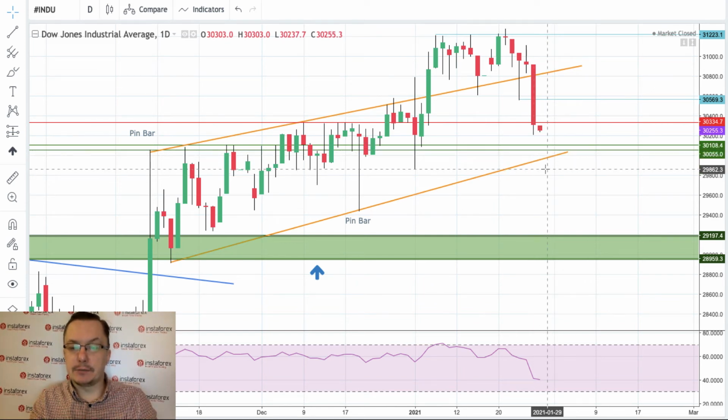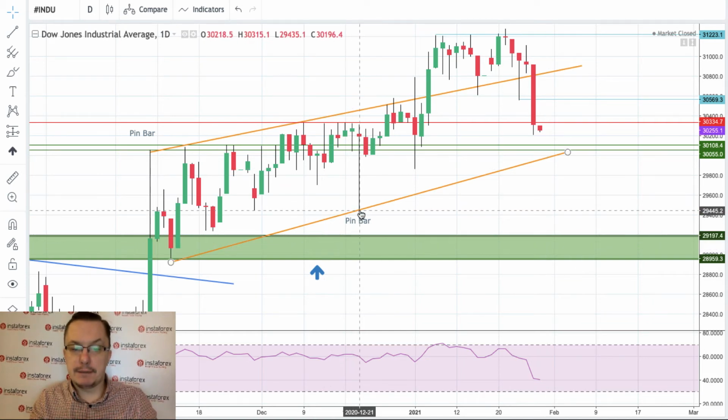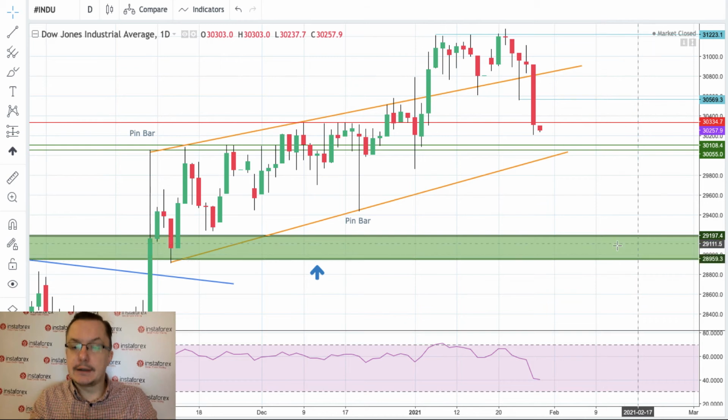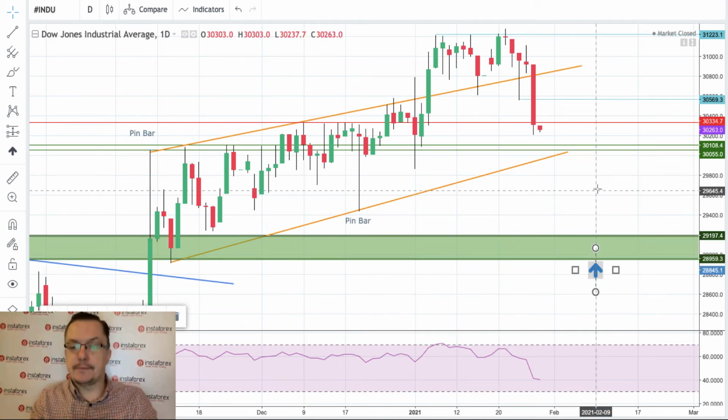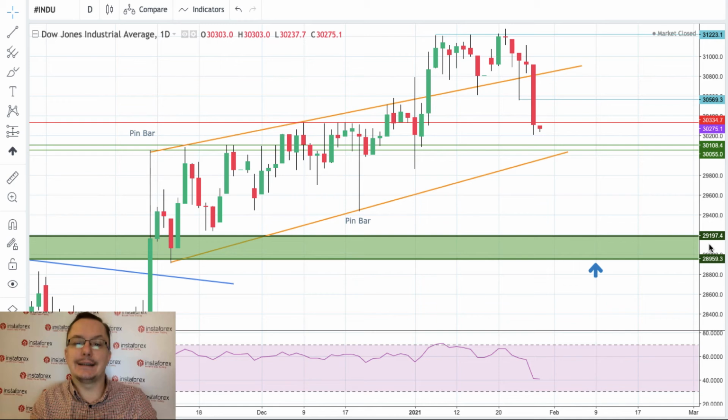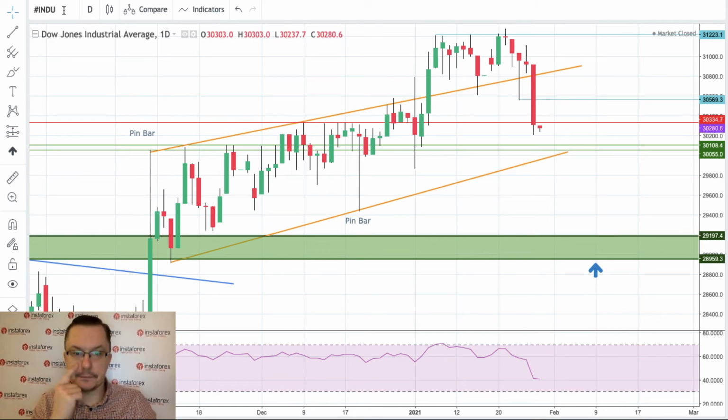The next target would be 29,862, and then of course the lows of this big pin bar, which is 29,435. Still, the key technical support, the key demand zone, is the green rectangle between 28,959 and 29,197. So please pay attention to this. Maybe we will get there.